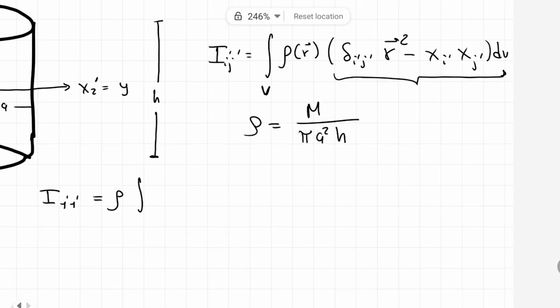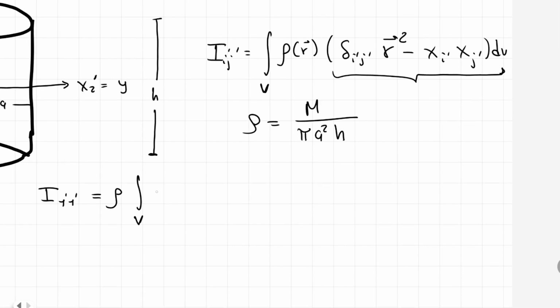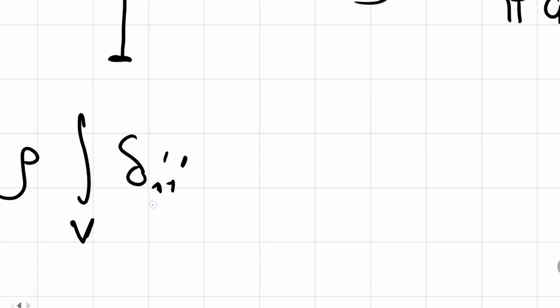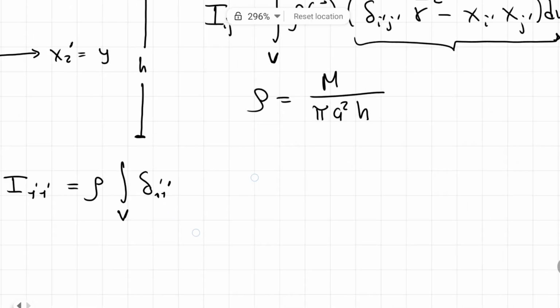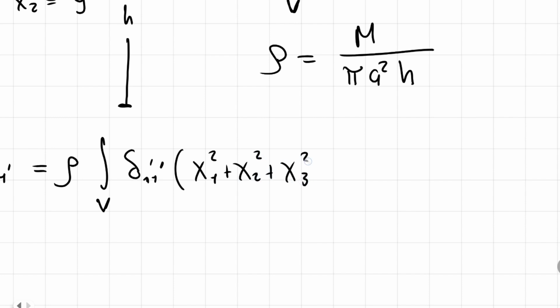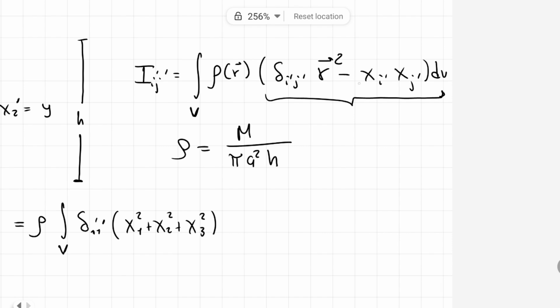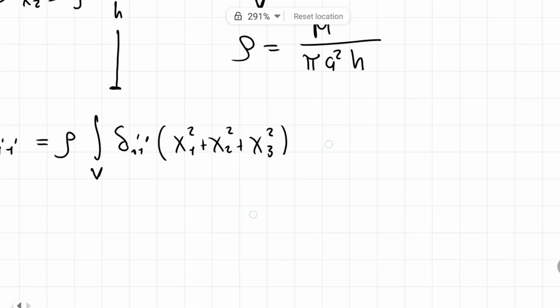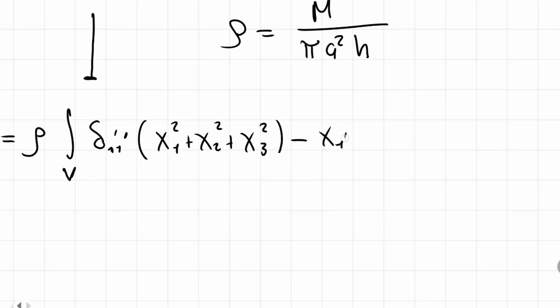So this integral is going to be on this volume, and the Kronecker delta, of course, is going to be equal to 1 because we have the same indices here. So this will multiply the magnitude of the vector r squared, which is of course x1 squared plus x2 squared plus x3 squared. And then we need to subtract x1 prime squared, because in this case i is equal to j. And then all of this times a volume differential.